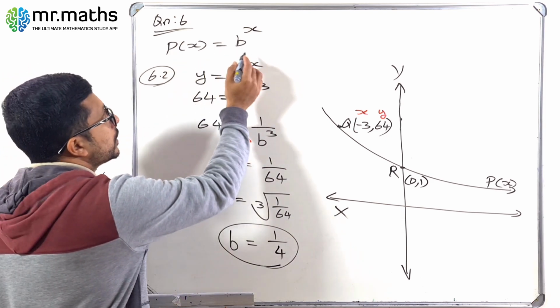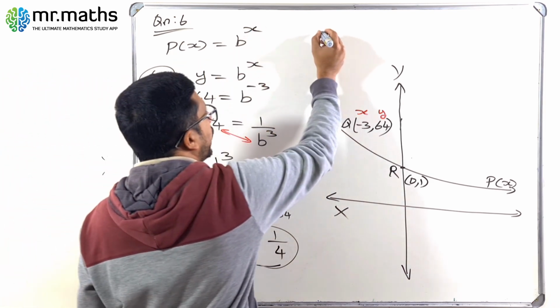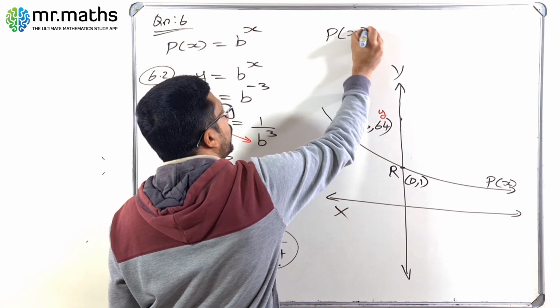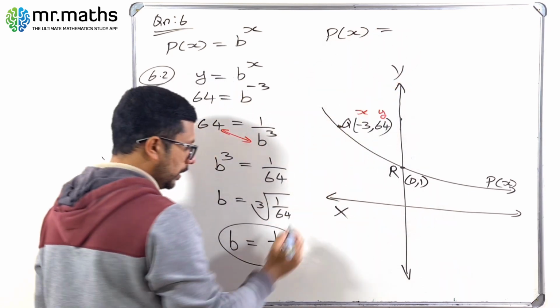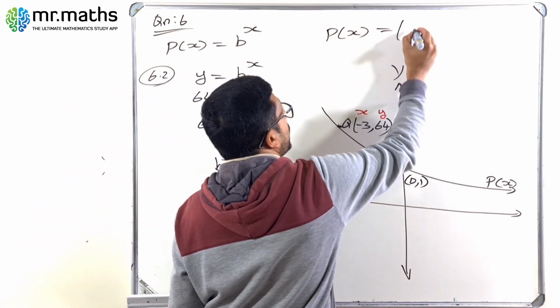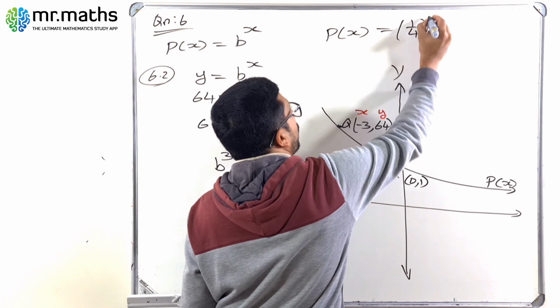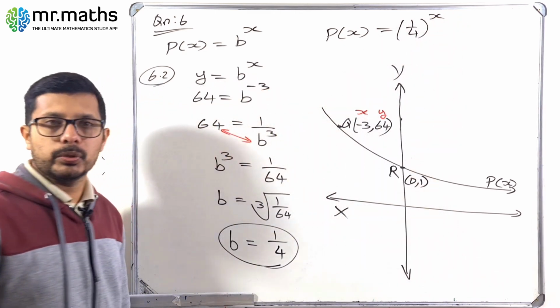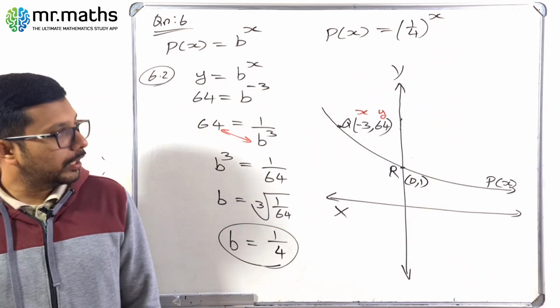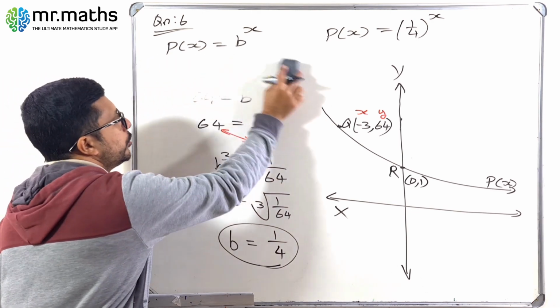So p(x) is equal to b raised to x. Now we have the value of b, which is 1 over 4. So p(x) is (1/4) raised to x. That is the equation of the graph. Anyway, that is question number 6.2.